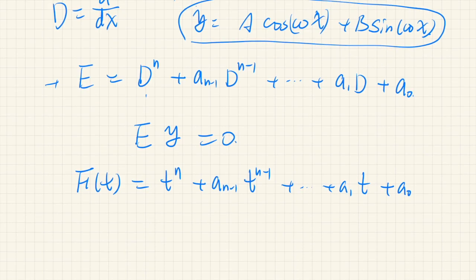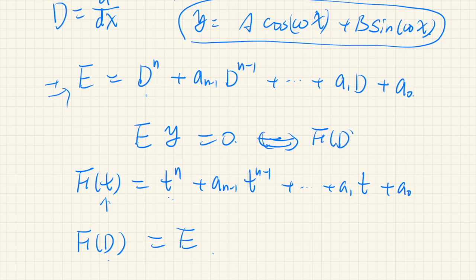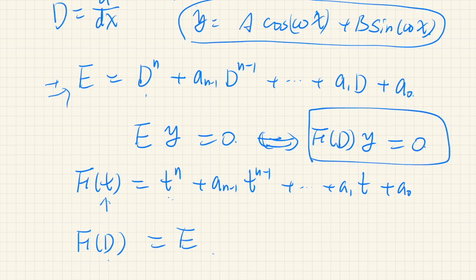And if we replace this t with D, the differential operator, then we have this differential operator E. So that means this differential equation becomes f of D applied to y equal to 0. This is just rewriting the same equation, so there's nothing new here, but this will help.